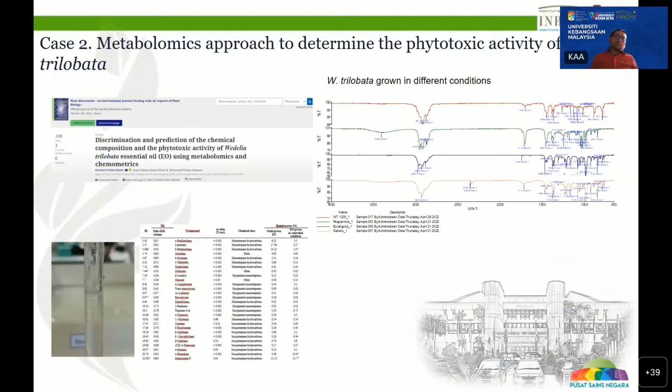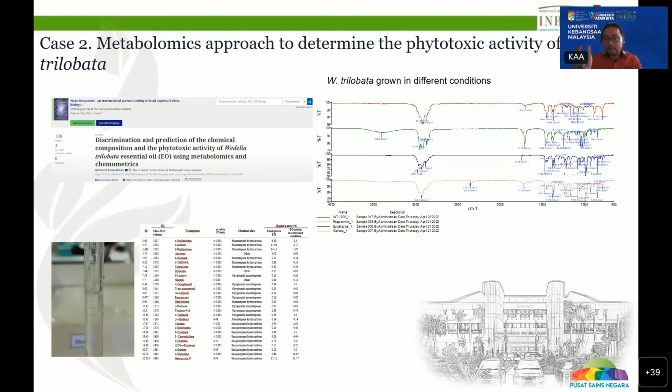So from there, we also did a study on the essential oil of this plant. So basically, in this study, we did a comparative metabolomics again by comparing metabolites of this Weigela turbata grown in different conditions. So in this case, we compared plants that we cultivated in the field condition and also in the growth chamber. So from there, we extracted the essential oil, and then we compared the metabolite profiling using GCMS. So here you have the FTIR analysis of the essential oil itself.